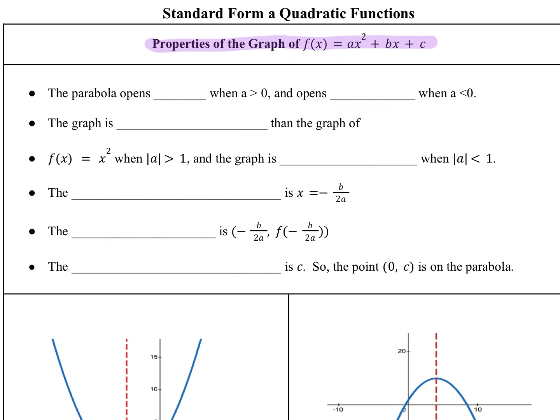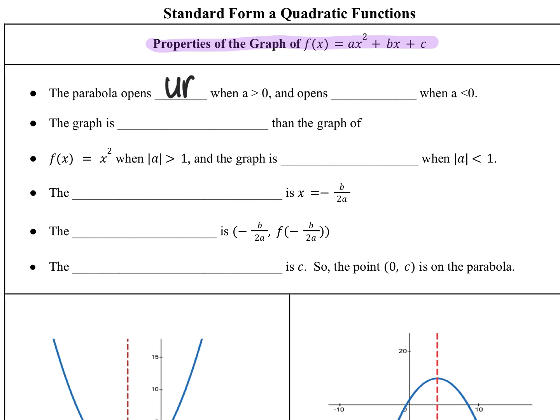Now, the parabola opens up when a is greater than 0 and opens down when a is less than 0. The graph is narrower than the graph of f of x is equal to x squared when the absolute value of a is greater than 1, and the graph is wider when the absolute value of a is less than 1.